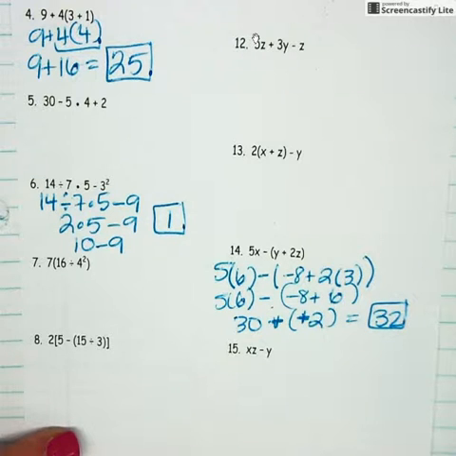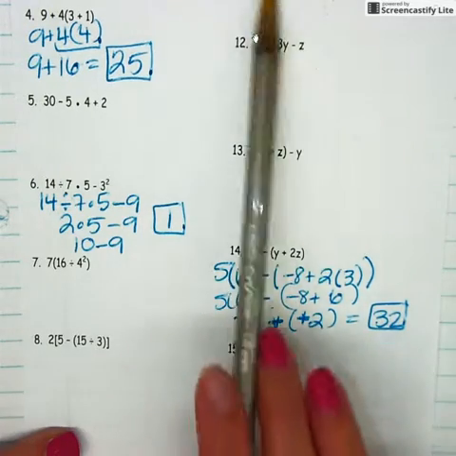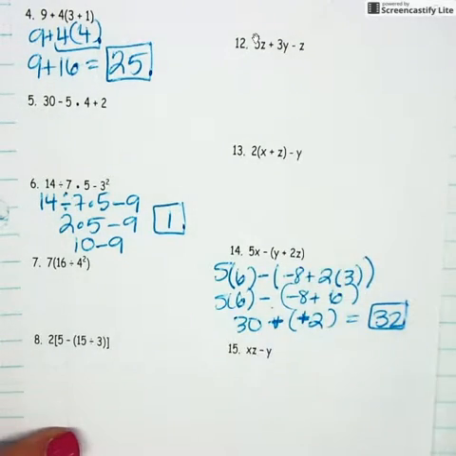All right, number 2 and number 3 should be pretty simple, and number 5. All right, number 7, 8, and 10 are your more complex ones with order of operations. We did 11 in class, so that leaves you also 12, 13, and 15.